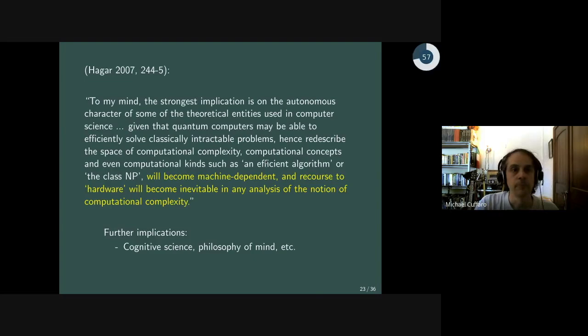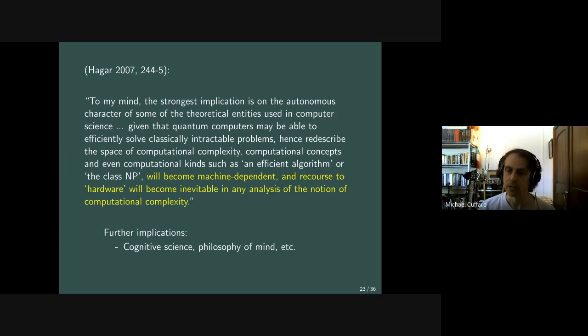And so Amit Hagar, as I mentioned earlier, comments on this, and he writes, so it's the same quote that I gave earlier, but now I'm giving a bit more of it. "To my mind, the strongest implication is on the autonomous character of some of the theoretical entities used in computer science. Given that quantum computers may be able to efficiently solve classically intractable problems, hence redescribe the space of computational complexity, computational concepts and even computational kinds, such as an efficient algorithm or the class NP, will become machine dependent, and recourse to hardware will become inevitable in any analysis of the notion of computational complexity." And he argues that there are further implications to this for cognitive science, for philosophy of mind, etc.